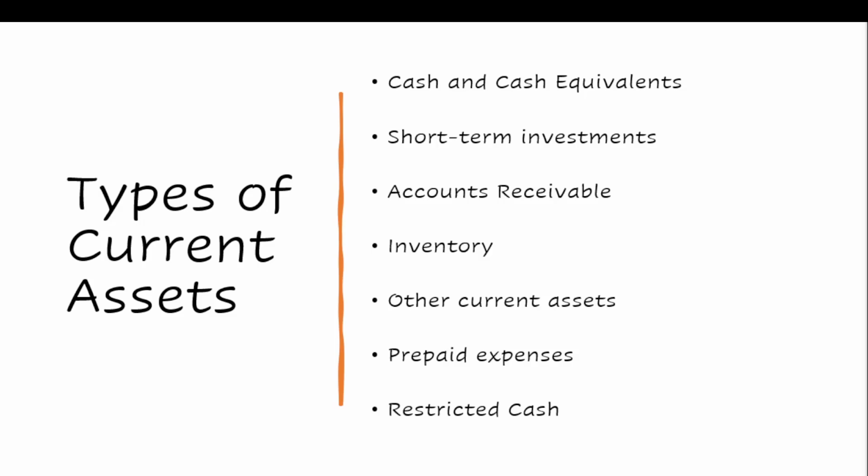So you can see cash and cash equivalents, short-term investments, accounts receivables, inventory, other current assets, prepaid expenses, and restricted cash. Now, these aren't all of the current assets. Keep in mind that there are a lot of different types of businesses, and they can have different types of assets. So this is just a sample size of what you will commonly see, more specifically in the tech industry.